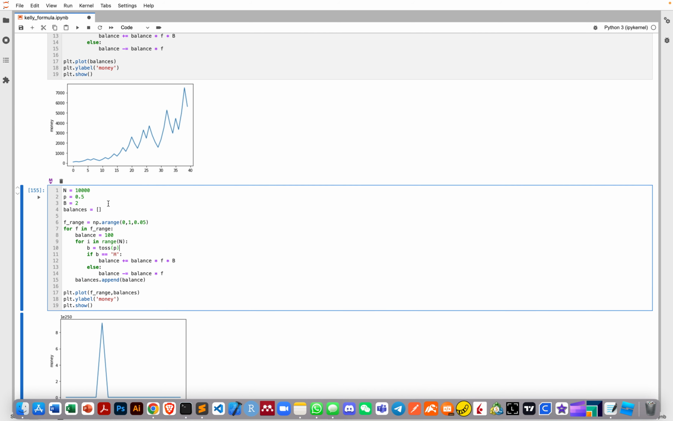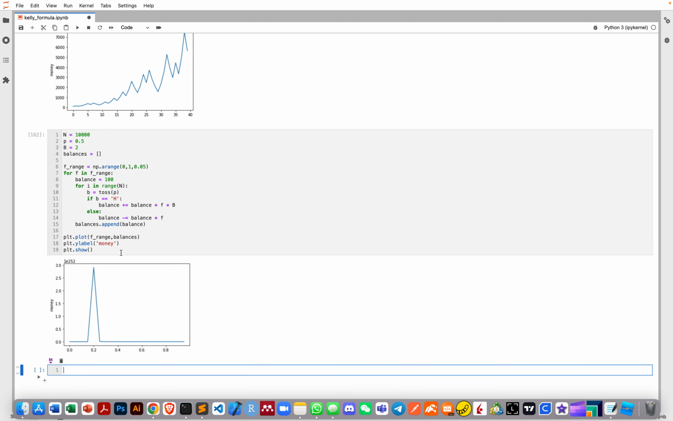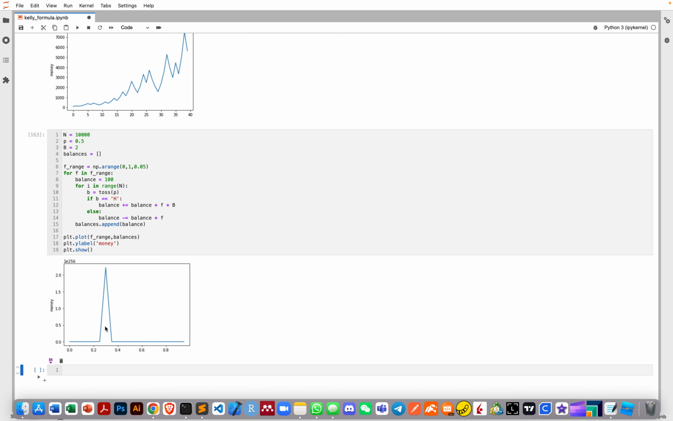Let's do a simulation of 10,000 times given a probability of 0.5 and a bet of 2. And let's simulate F from 0 to 1 with a step of 0.05. So we get around 0.25. We can try it again, right? So this seems to agree with the Kelly formula. This concludes the video. The code for this Python code can be downloaded below.